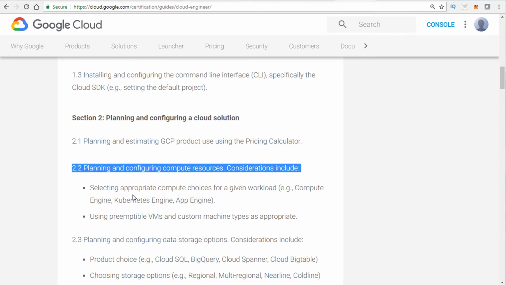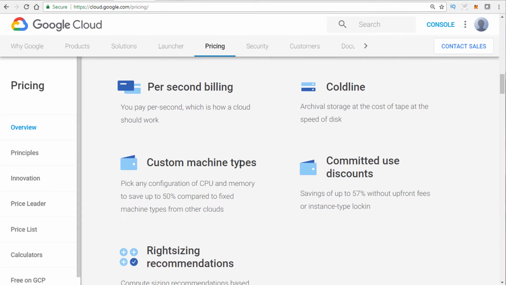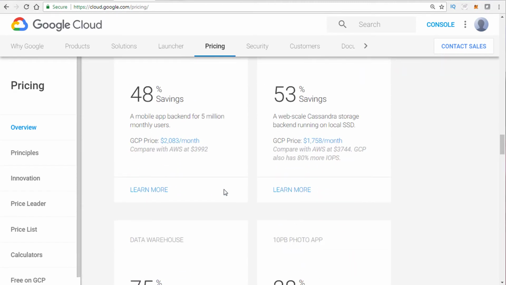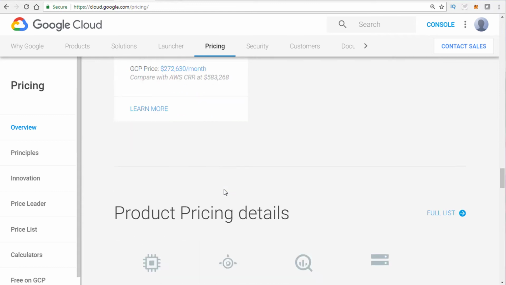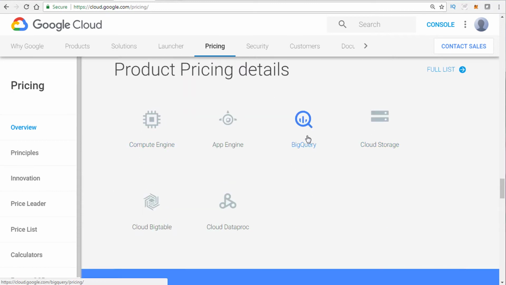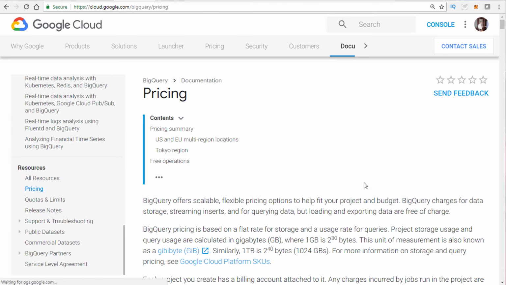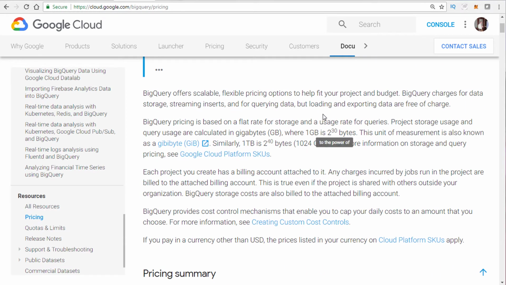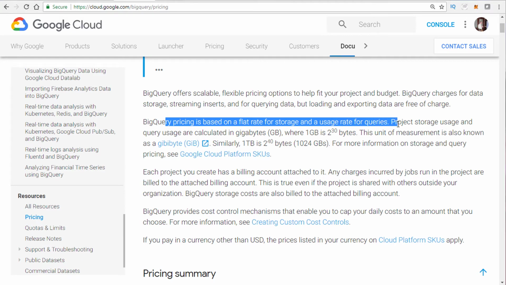Now, once again, you need to understand the workloads, and I would highly recommend you go back to the pricing calculator and understand how pricing is done. Now, go over here to pricing as well. I put the pricing page right there. Make sure you understand how you can calculate costs, understand pricing details. So BigQuery, let's go to BigQuery. Doing this for a reason, my friends. Understand how the pricing's done. Now, basically with BigQuery, it's flat rate for storage and a usage rate for queries. Again, be aware of that.